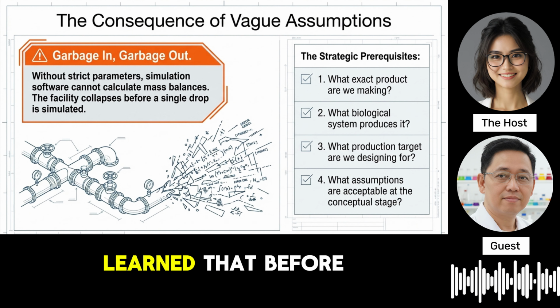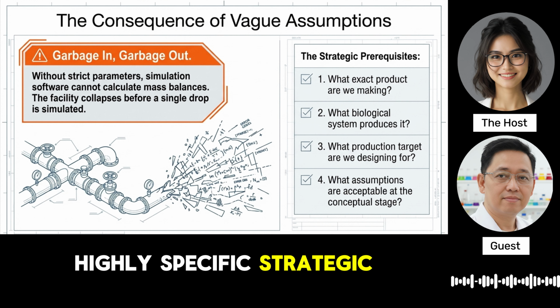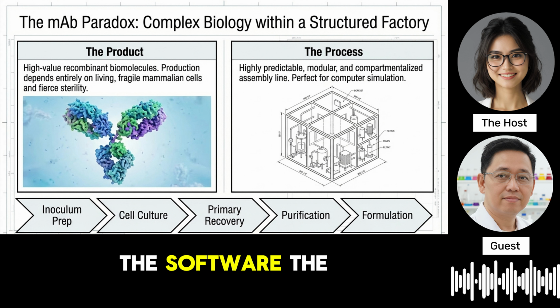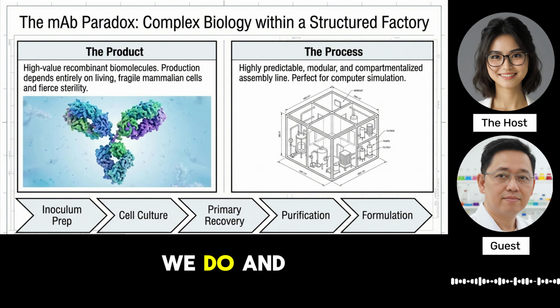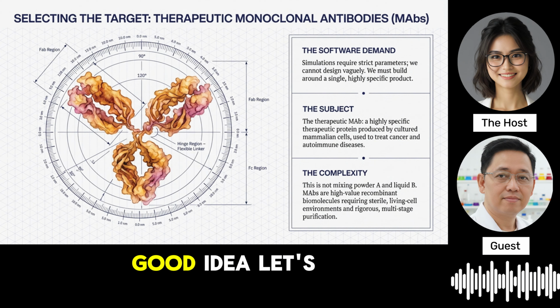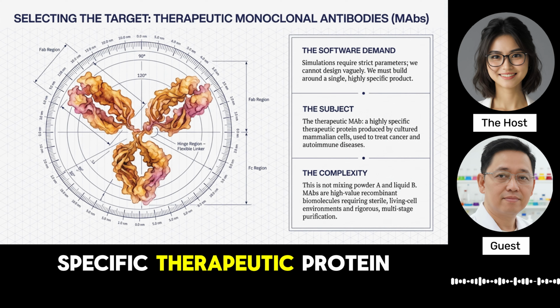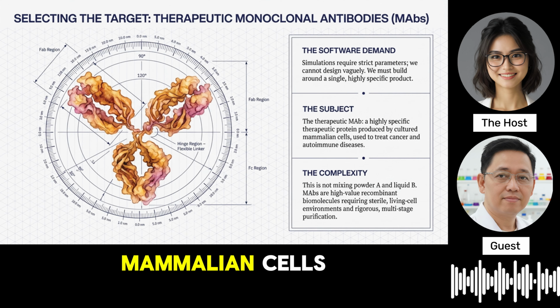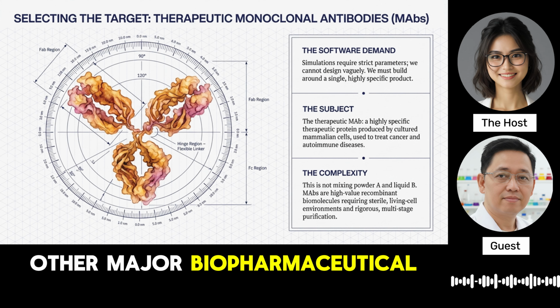So far, we've learned that before simulating a process, we need a highly specific strategic blueprint. So to feed the software the strict parameters it craves, we need a specific product to design around. We do. And for this deep dive, we are looking at the therapeutic monoclonal antibody. For everyone listening, we'll just call it a mAb for short from here on out. Good idea. Let's define what a mAb actually is. It's a highly specific therapeutic protein produced by cultured mammalian cells. And they're commonly used in cutting-edge treatments for cancer, autoimmune diseases, and other major biopharmaceutical applications.